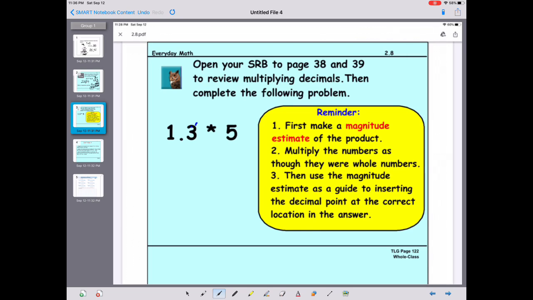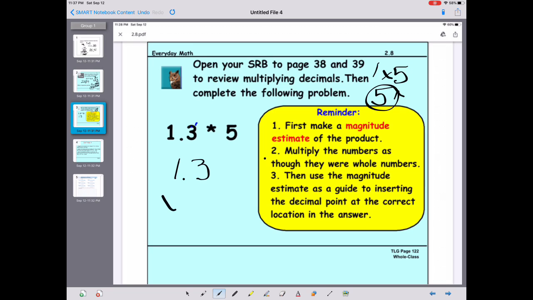So it says that you can look at page 38 and 39 in your SRB, your student reference book, your hardcover book. Here's the rules to help you with it. That's what we just practiced. First, make a magnitude estimate. And let's do that. 1.3 is closest to 1. We already have the 5. 1 times 5. So my magnitude estimate is 5. Then it says multiply the numbers as though they were whole numbers. Then use the magnitude estimate as a guide to inserting the decimal point at the correct spot.